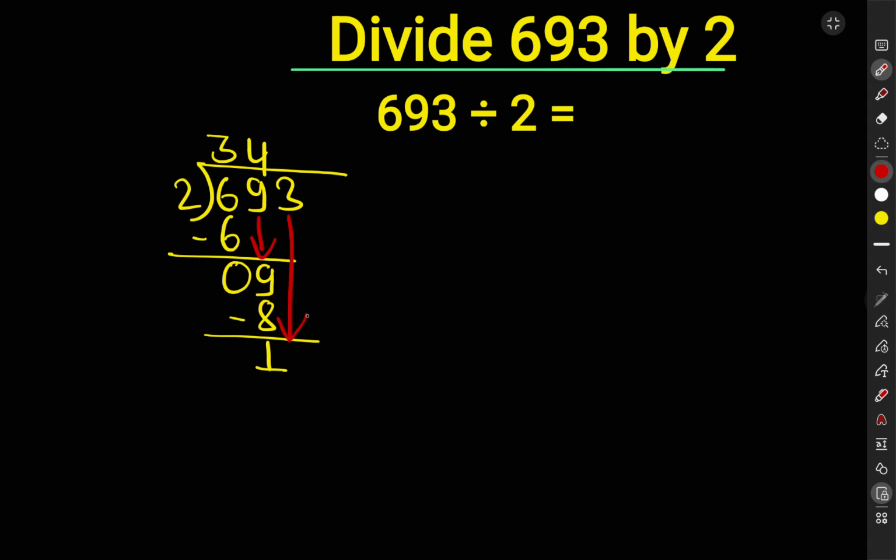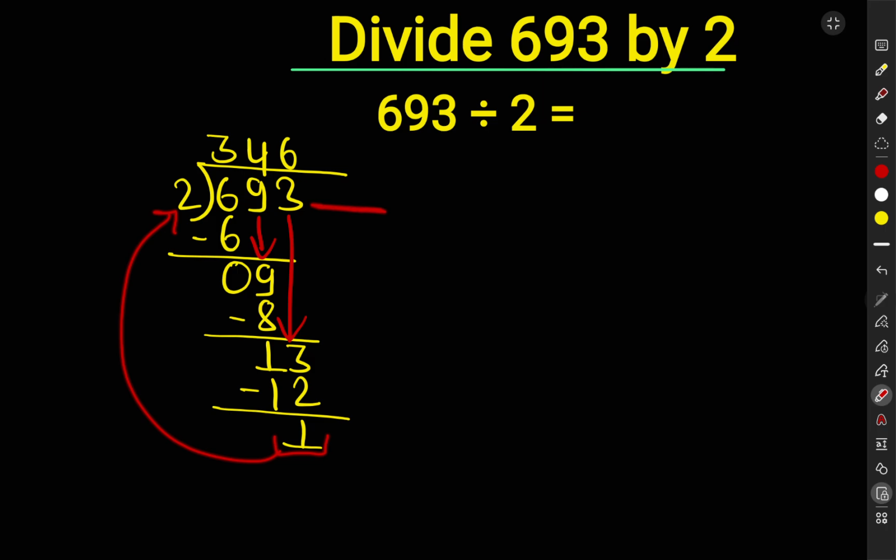So again we put down this 3 and it is 13. So 2 times 6 is 12. On subtracting we get 1. So now this 1 is less than 2 and there is no other number to put it down.